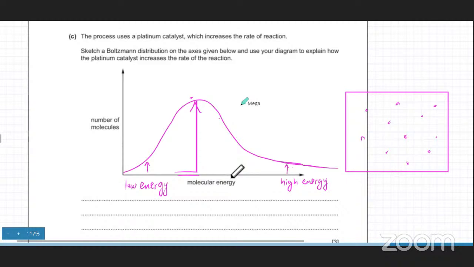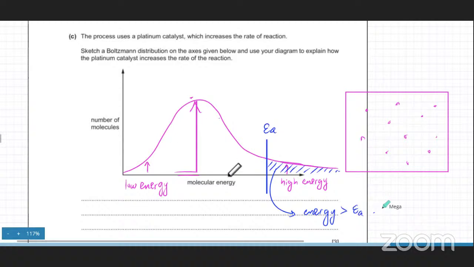So, how would you show a catalyst? What you're going to do is you're not going to show a catalyst in the first place. What you're going to show is the activation energy. This is the activation energy. This is the minimum energy that is needed to start the reaction. So, how many particles have this energy? The high energy particles, it's these particles. These particles are the ones that have energy greater than the activation energy.